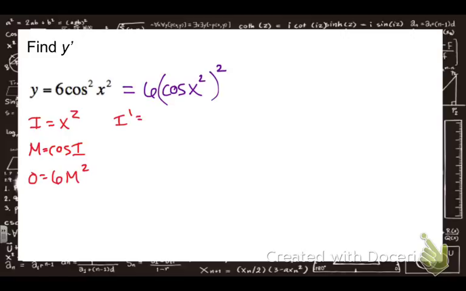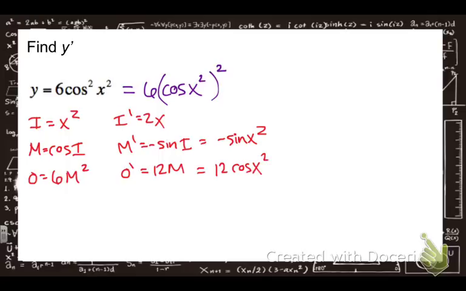When I find my derivatives, I prime would be 2x, m prime would be negative sine of I, and o prime would be 12m. If I replace the I, it would be negative sine of x squared. If I replace the m, it would be 12 times cosine of x squared. Chain rule says to multiply these together. When I do so, I get negative 2 times 12, that's 24, x sine of x squared, cosine of x squared.